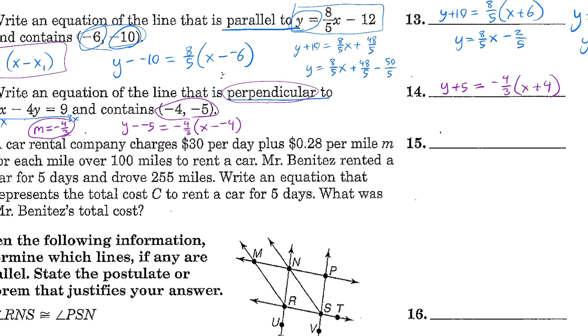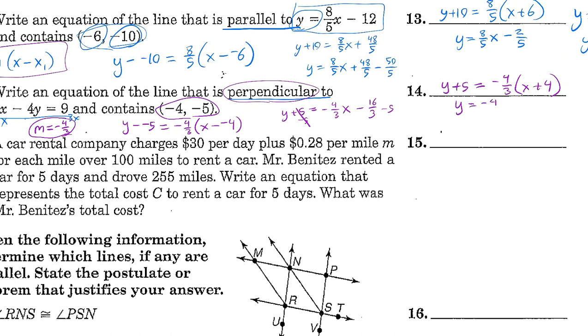So I just distribute and I go, okay, so y plus 5 equals, distributing that in, -4/3 x, and then times 4, so that'd be -16/3. And then we just subtract the 5 from both sides. So now we have y equals -4/3 x, and then we just have to clean this up. So how do we combine these? Well, 5 as thirds is 15/3, so -16/3 minus 15 more thirds. So that's -31/3. So whichever format you wanted, both of those are valid equations of the line.